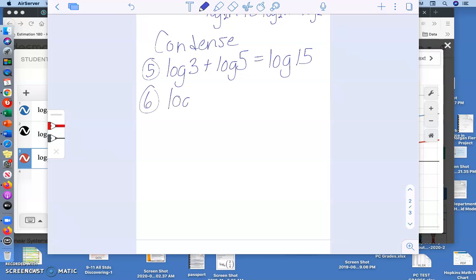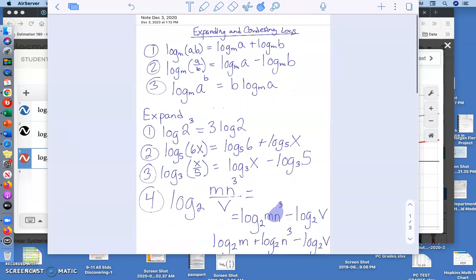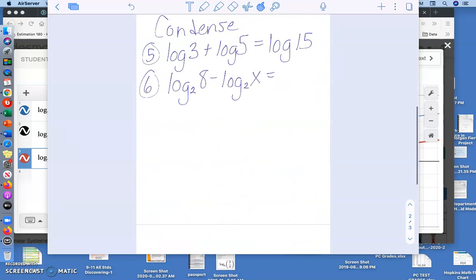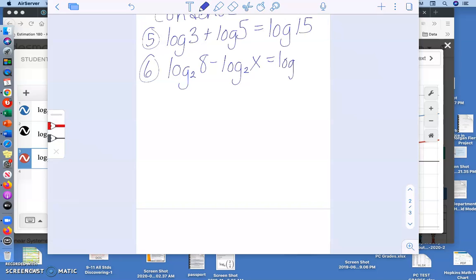If we had log base 2 of 8 minus log base 2 of x, well, subtraction, again, if we look back up, subtraction is number 2. Subtraction, we went back to division. So this could be log base 2 of 8 divided by x. And then if you just had a simple number out in front, maybe we had x log, and I'll just do a common log of base 10 of 8. Well, that number out in front becomes an exponent. So log of 8 to the power of x. And just a reminder there, if there's no base, that's base 10.